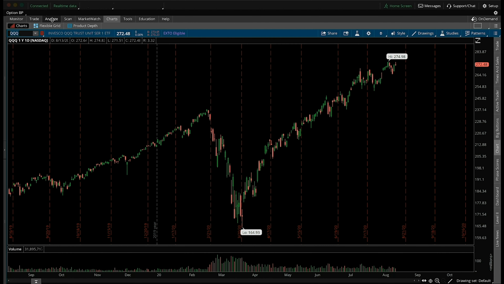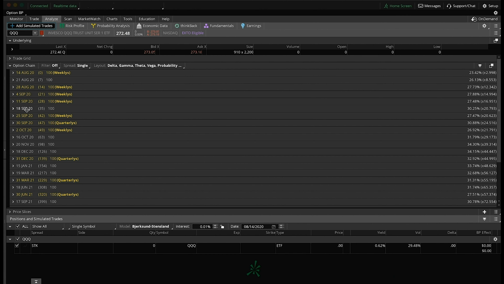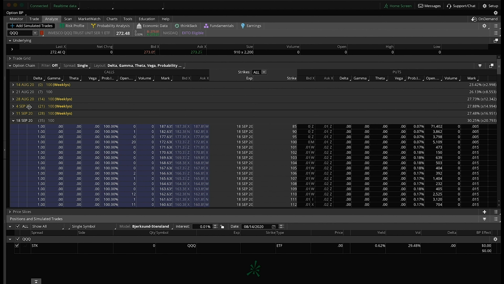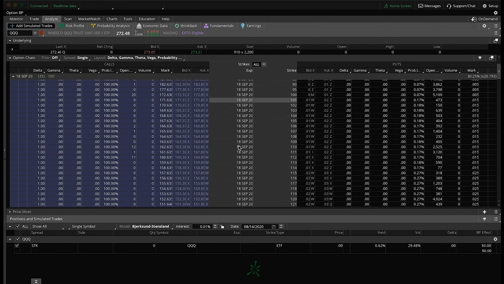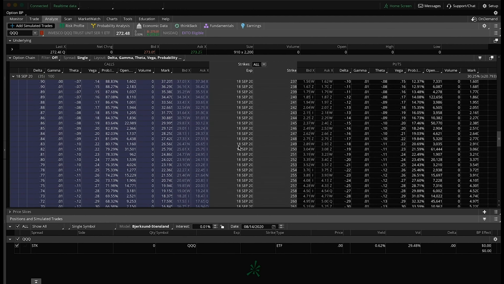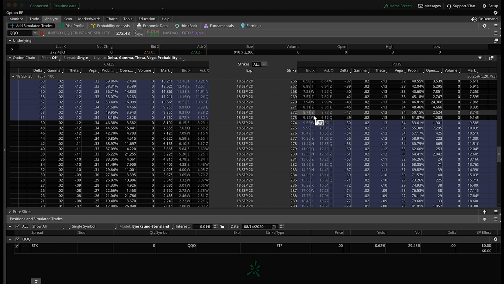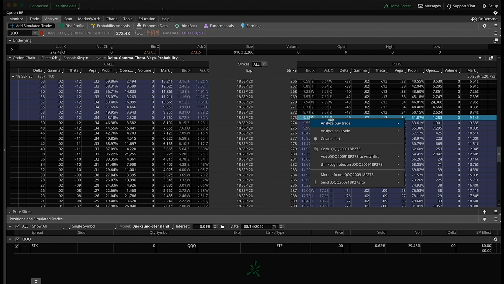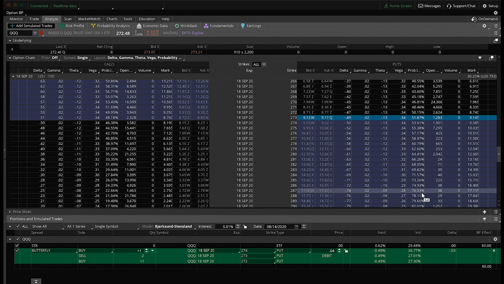So I'm going to go over the Analyze tab here and pull up the option chain. Now I typically like to trade these monthly cycles. So the 18th of September contract here with 35 days to expiration, that's going to be just fine. We're going to go right down to the money. It's trading around 273 right now. So we're just going to buy to open this contract here, and we're going to find butterfly, and there it is in one single transaction.